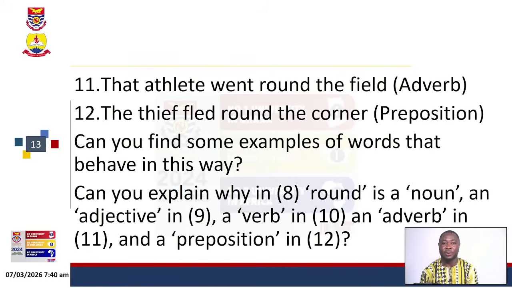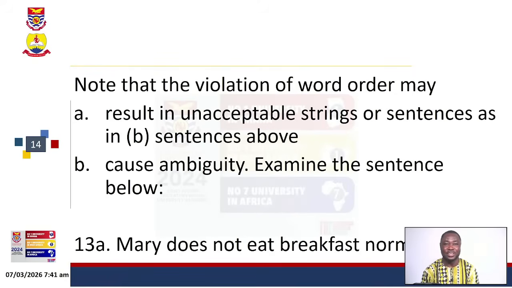The thief fled round the corner. Now we are showing how the thief and the corner are related. We are saying that the thief fled round the corner. So round here is a preposition. Can you find some examples of words that behave in this way? There are so many of them. Can you explain why in 8 round is a noun? Can you explain why it is an adjective in 9, a verb in 10, a preposition or an adverb in 11, and a preposition in 12? Yeah. I mean, it is interesting. That is the English language we are studying.